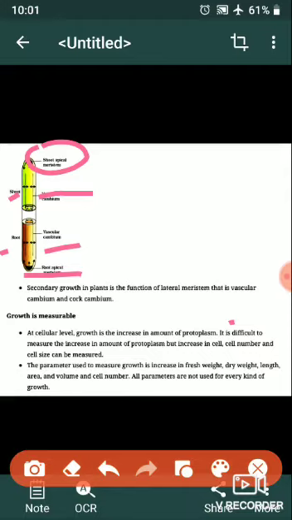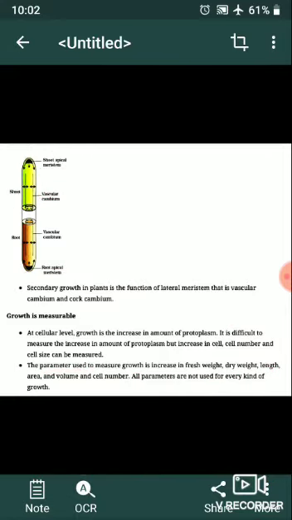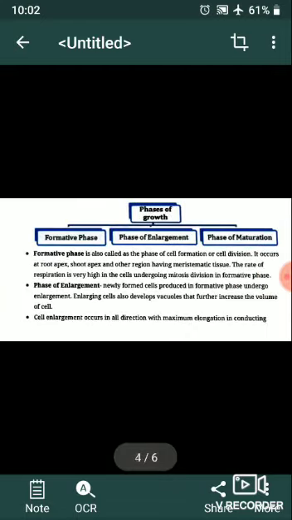Growth is measurable at the cellular level. Growth is the increase in the amount of protoplasm. It is difficult to measure the increase in the amount of protoplasm, but increase in cell number and cell size can be measured. The parameters used to measure growth are increase in fresh weight, dry weight, length, area, volume, and cell number. All parameters are not used for every kind of growth.